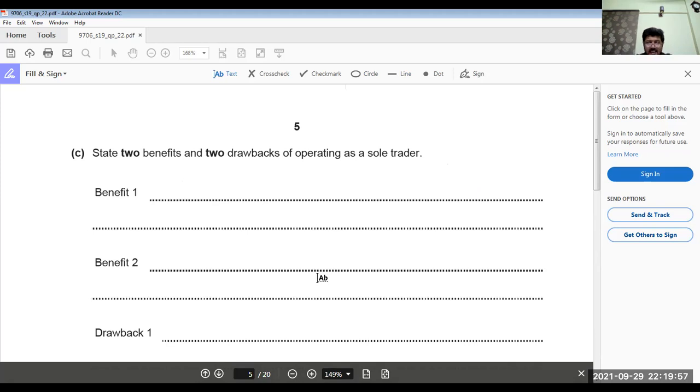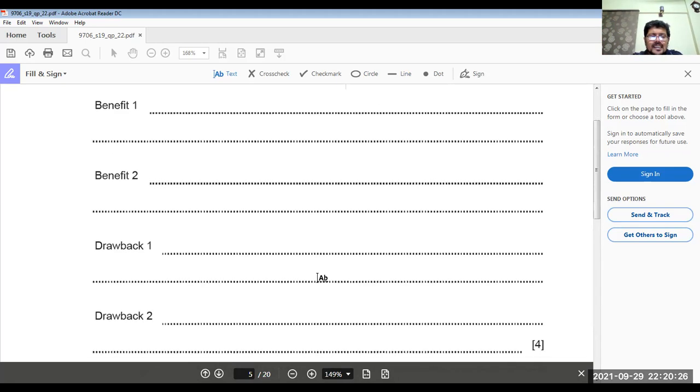I think the first benefit is no profit sharing, ownership of total profit. And flexibility. Drawback, cannot accumulate large capital alone, and cannot manage the business.